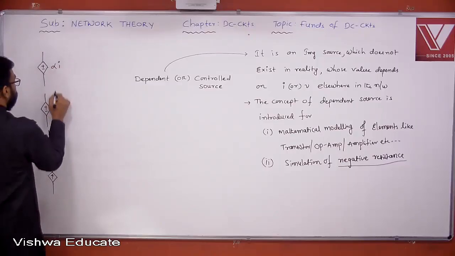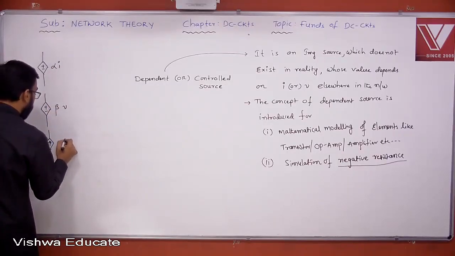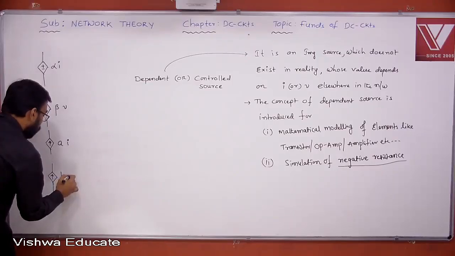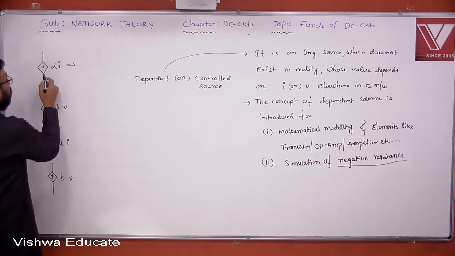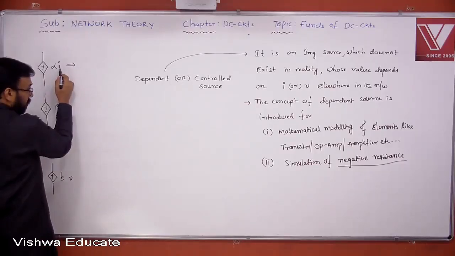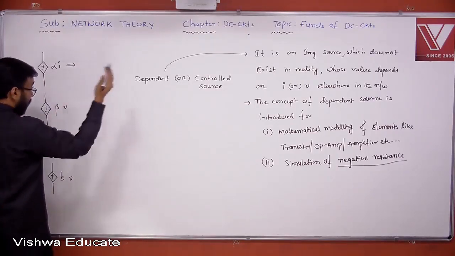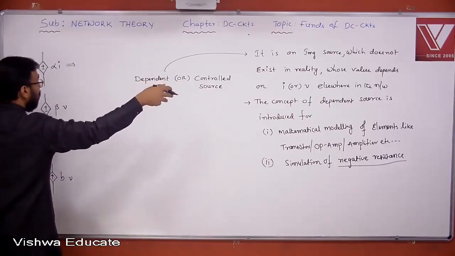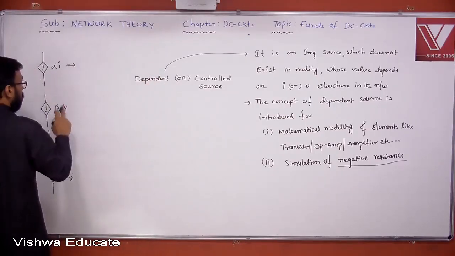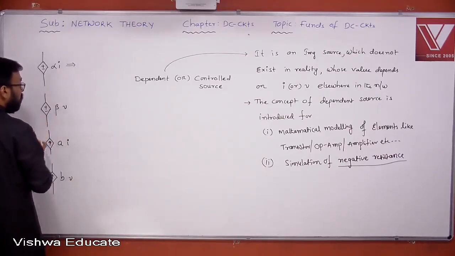Alpha into I, beta into V, A into I, B into V. Okay. The source is depending on current. The source is depending on voltage elsewhere in the network. The current is somewhere in the network, and the source is depending on that current. The voltage is somewhere in the network, and upon that voltage, this particular source is depending.